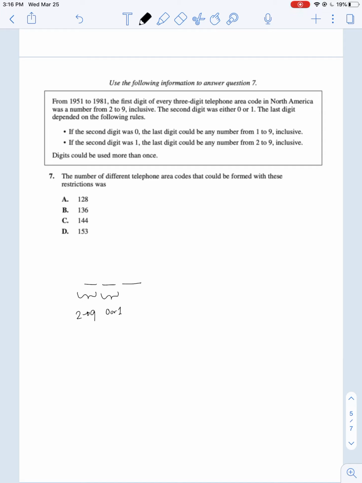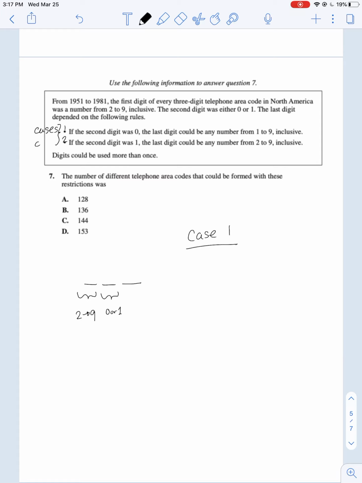Well, if the second digit was 0, the last digit could be any number from 1 to 9 inclusive. If the second digit was 1, the last digit could be any number from 2 to 9 inclusive. Digits could be used more than once. So what I'm seeing right here is that there's cases. So this would be case 1 and this would be case 2. So I'm going to arrange that.